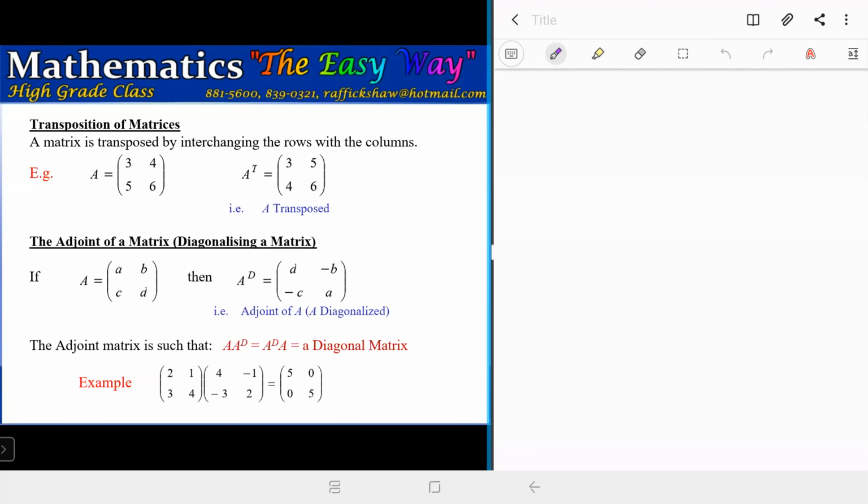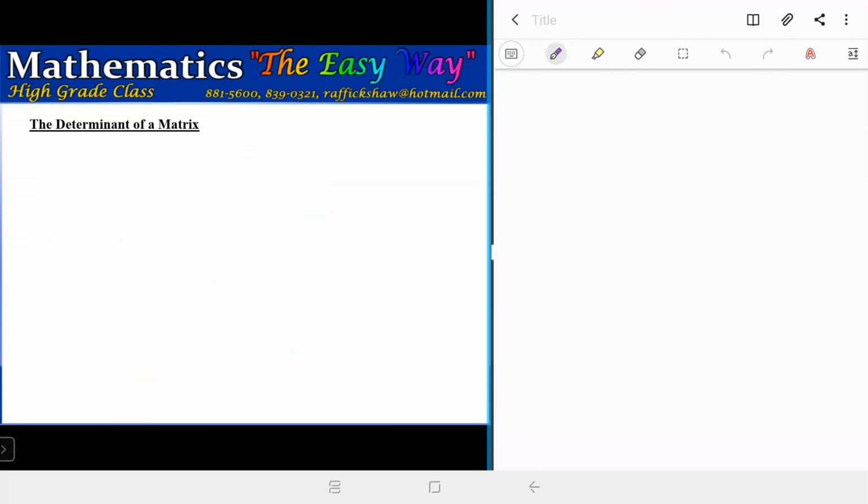All right, so the next thing we're going to look at now is the determinant of a matrix. I might want to say the determinant is used to determine if a matrix has an inverse or not. That's just something that I've come up with. The determinant is what decides if a matrix has an inverse or not.